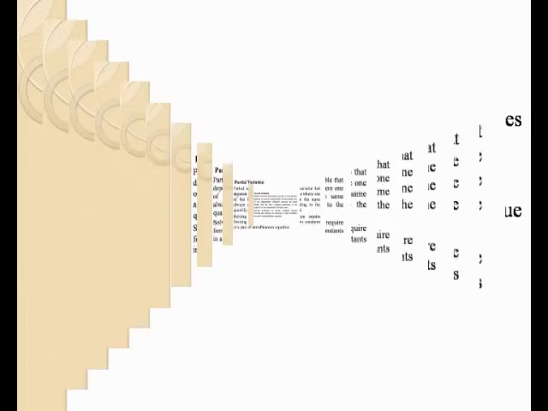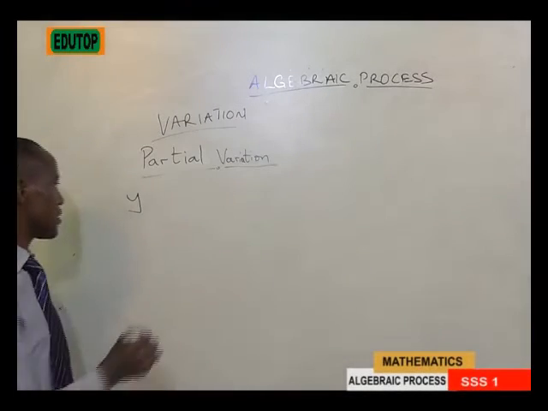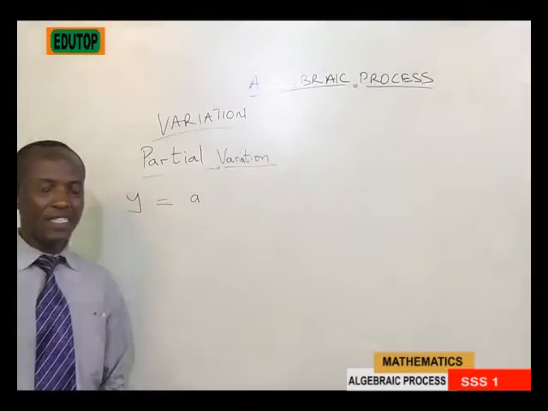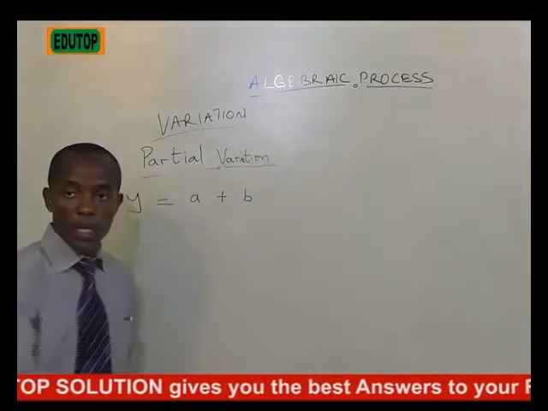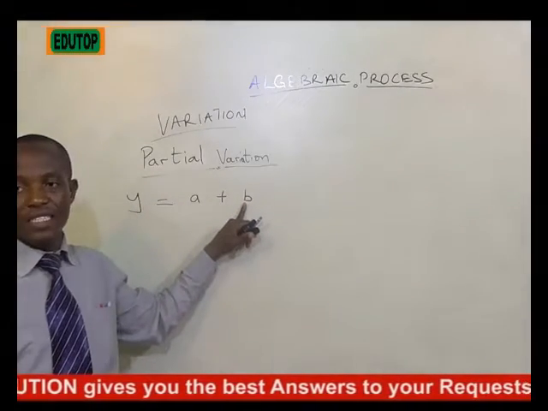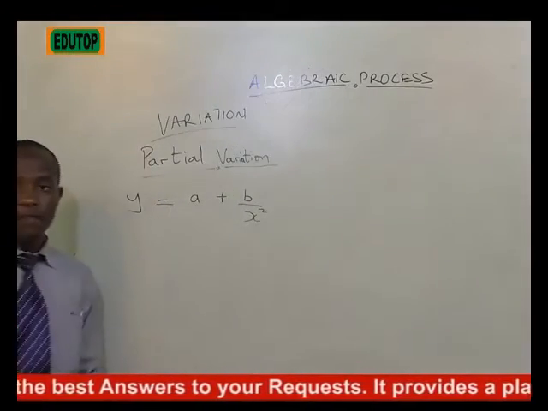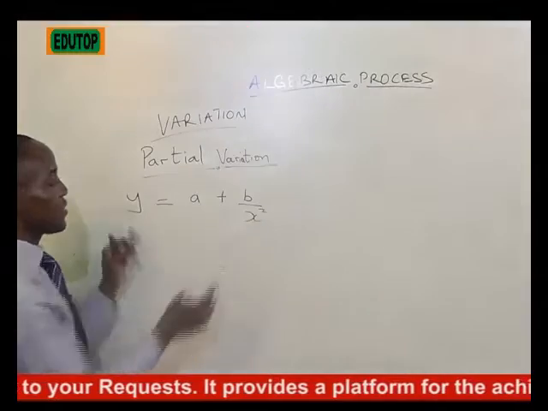We'll now take an example. We said the quantity of y is partly constant and partly varies inversely as the square of x. That is, the quantity y is partly constant, which means a, and partly varies inversely, you add, and b is another constant, inversely as the square of x. So the first question is, write down the relationship between x and y. This is the relationship between x and y.